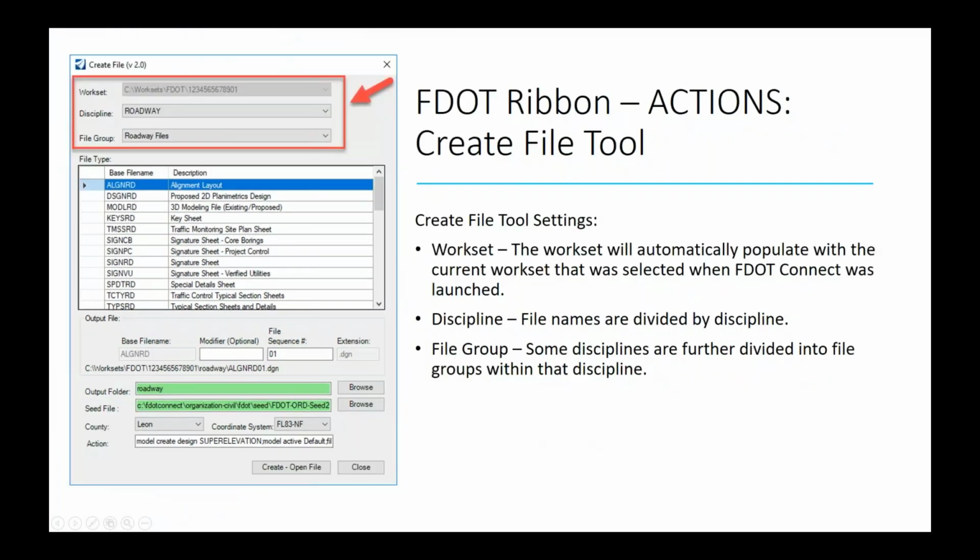The top section of the Create File dialog displays settings for selecting what file will be created. The Workset field is automatically populated based on the workset that was selected when FDOTConnect was launched. File names are organized according to discipline. The discipline selection drop-down menu allows for selection of the following disciplines: architectural, geotechnical, mechanical electric, roadway, right-of-way, and structures. Certain disciplines divide those standard file names further into file groups, which you see a drop-down there for. For example, roadway also has traffic plans, lighting, signalization, file groups like that.